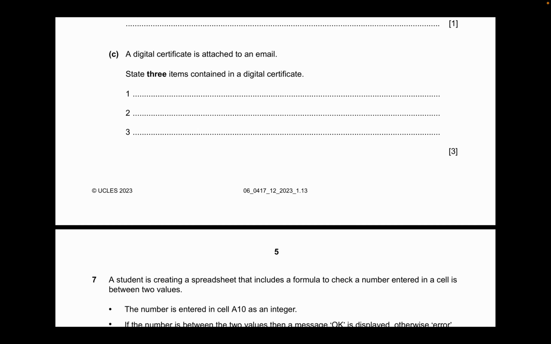A digital certificate is attached to an email. State 3 items contained in a digital certificate. This is real important. You have to write the company's name, or the owner's name. The company's public key, or the owner's public key. The date issued. Okay. You can also mention the expiry date, the company's digital signature, the sender's name, or the serial number. Okay, these are some other 3 items that you can also write. Okay, let's move on to the next question.